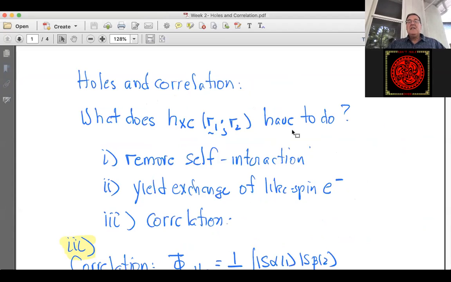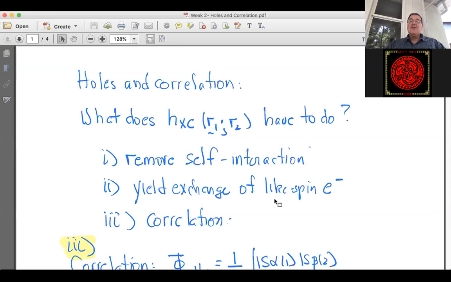So what does HXC have to do? Here are the 3 things it's got to do. You're going to see in a minute that the first part of the electron repulsion has orbitals repelling themselves. So it's got an electron repelling itself. That's wrong. We don't count that in the Hartree-Fock or any exact wave function methods. That's got to be fixed.